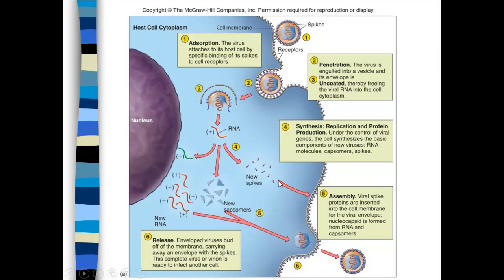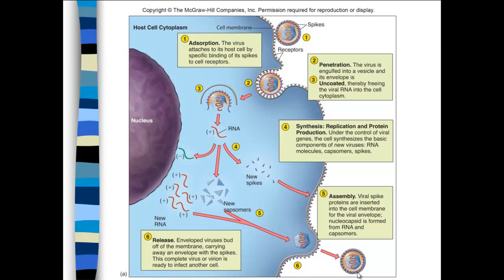The glycoprotein spikes will replace the cell's glycoproteins in the cell membrane, here. And then the virus will essentially bud on the cell membrane, take a portion of the cell membrane with it, with the new glycoprotein spikes that are virus specific, and it will be released.